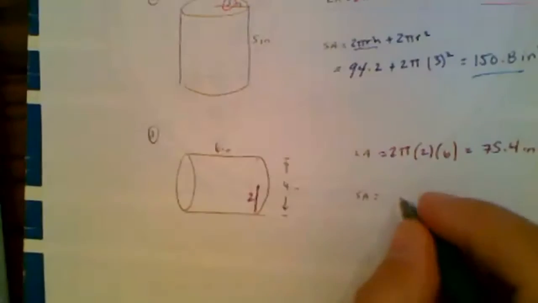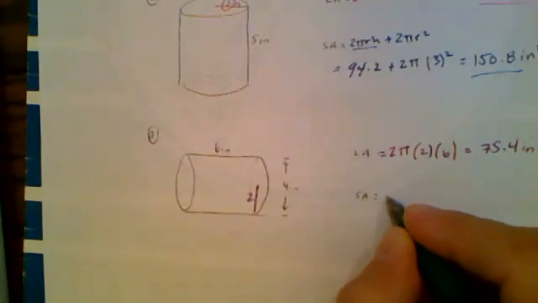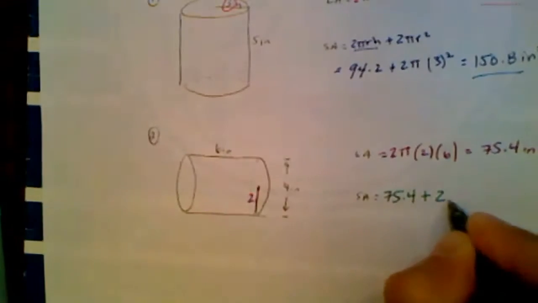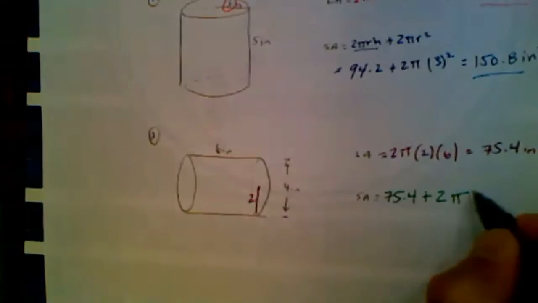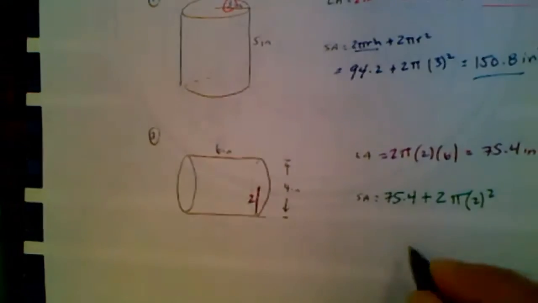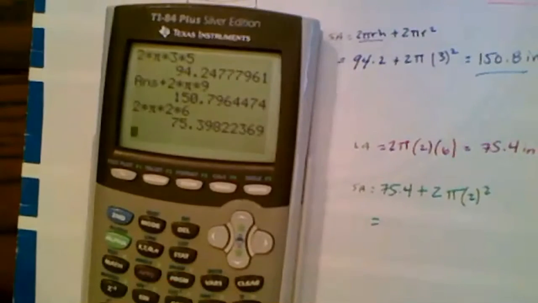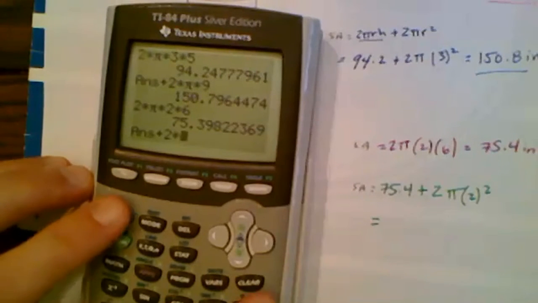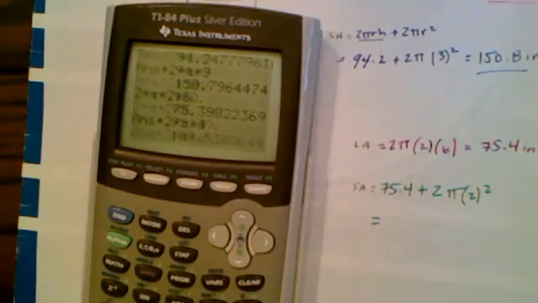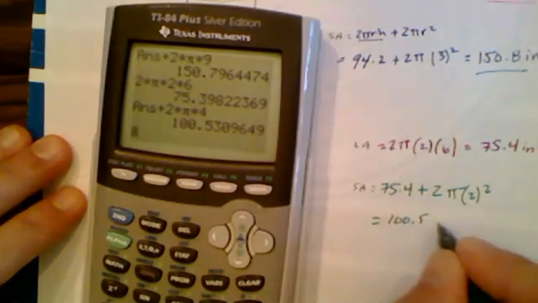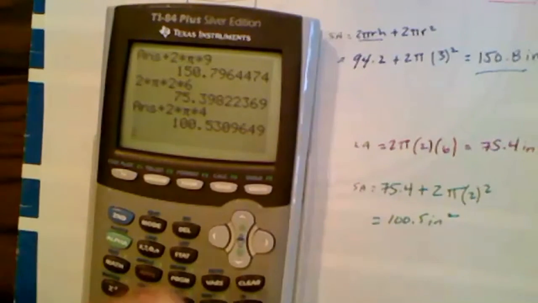So down here, I'm going to do the same thing. It's going to be the 75.4, which is the lateral area, just the sides, and I have to add on the top and the bottom, which are both circles with a radius of 2. So pi times 2 squared. Again, I'm just going to hit the plus button. 2 times pi times 4, which is 2 squared. And so that's 100.5 inches squared. I'll stop at 5 because there's a 3 behind it, so I don't go up.